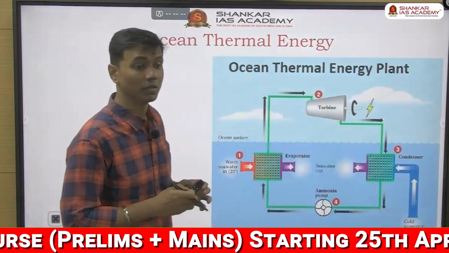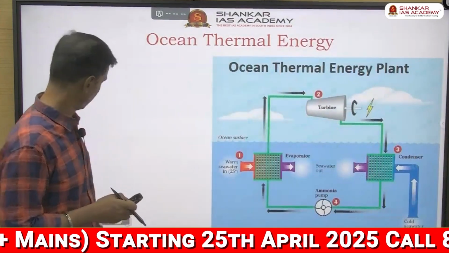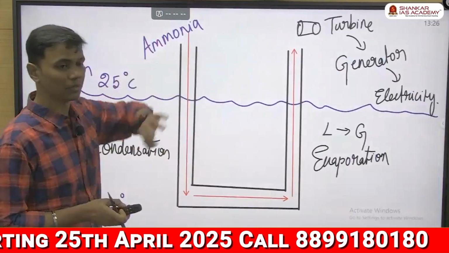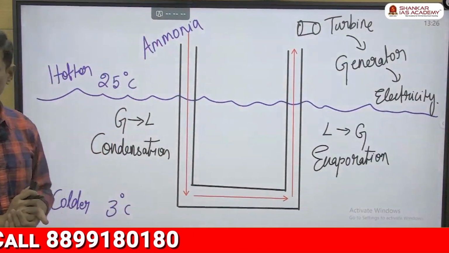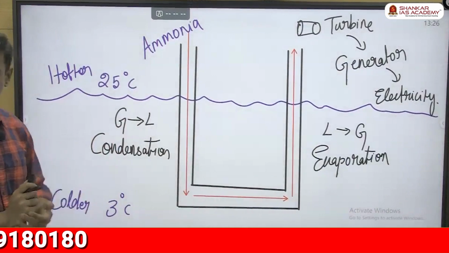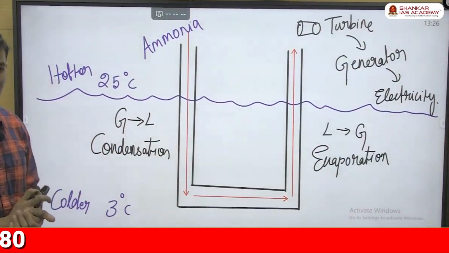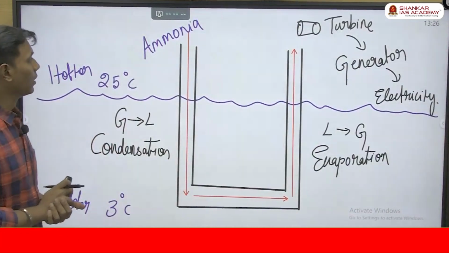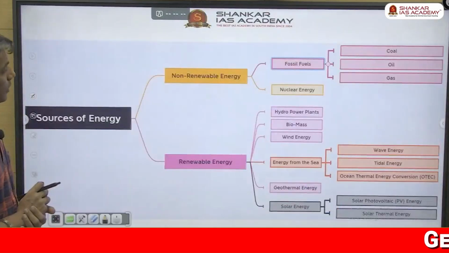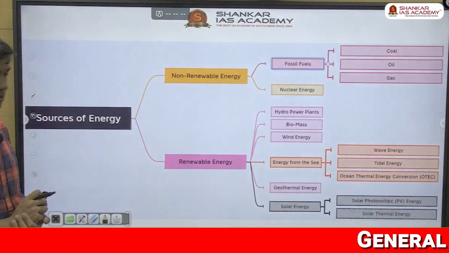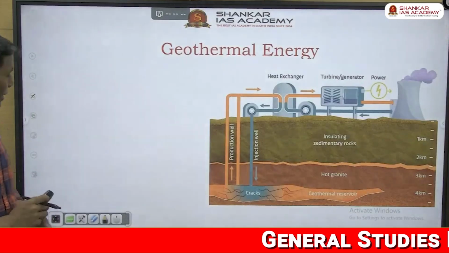Which one? Turbine is above the surface. In air, it is going to spin. Have you noted? Can you go to the next? So followed by this, next we are starting with geothermal energy.